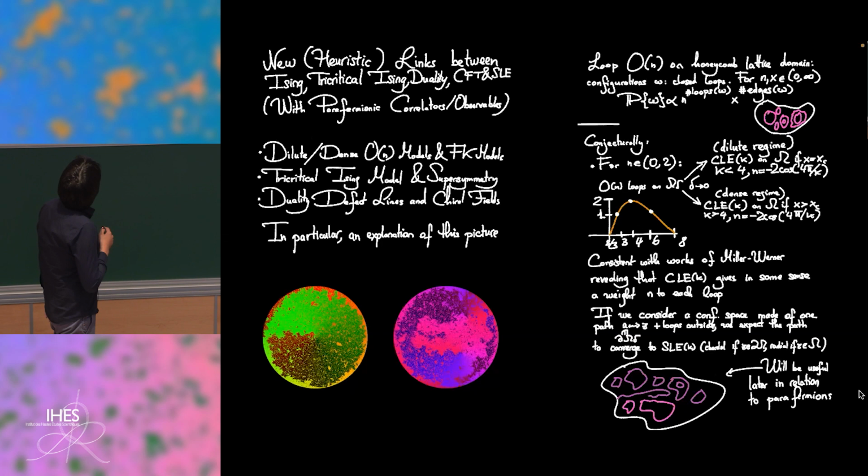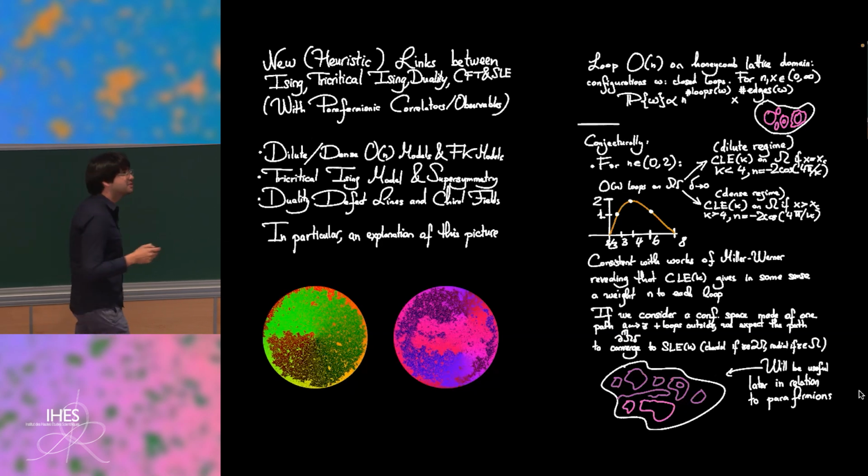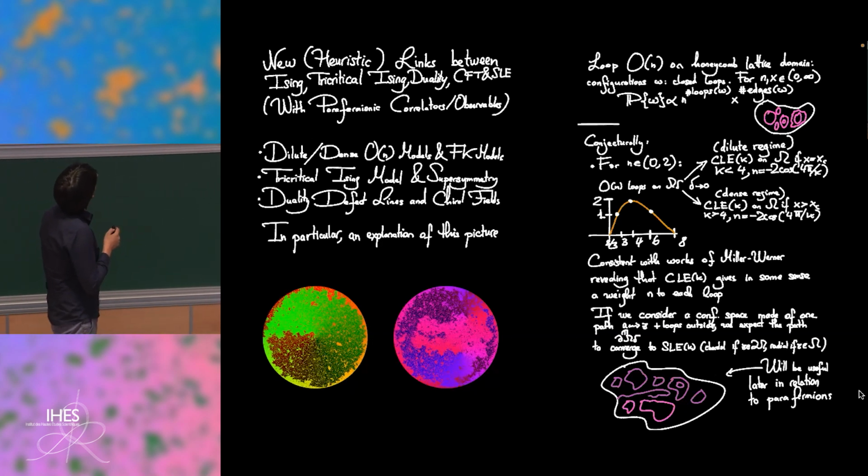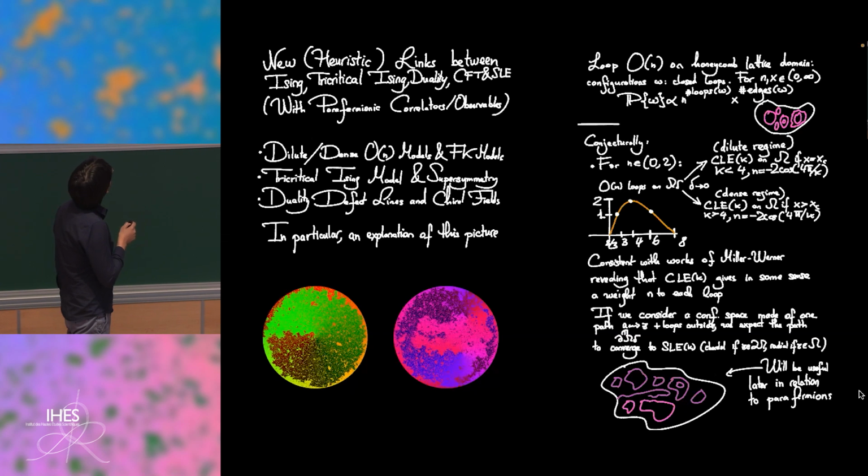Now I have to explain to you a few things a bit quickly because many of you know about this, but okay. Still, I have to explain a bit. So there's this loop O(n) model, which is not quite the original Heisenberg O(n) model. It's a model of loops that live on a lattice. For simplification, we're going to think of the honeycomb lattice because I want to have a trivalent lattice that has symmetry. And the probability of a configuration of loops is proportional to a parameter called n, which is a positive real number, to the number of loops, and a parameter x, which is also a positive number, to the number of edges. x is close to exponential of minus temperature or something like that.